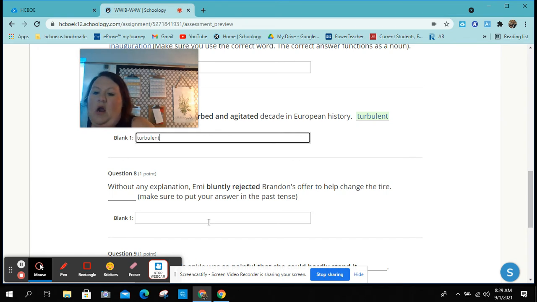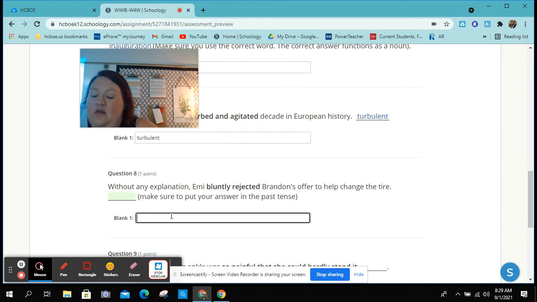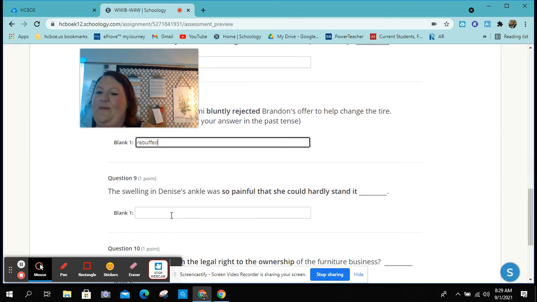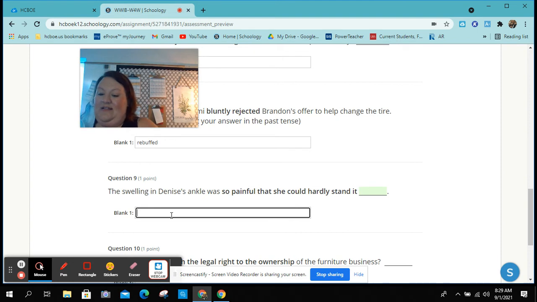All right. Now, this says make sure you put your answer in the past tense. Good. I'm so proud of you. All right. The swelling in Denise's ankle was so painful that she could hardly stand it. So painful that she could hardly stand it. Excruciating. I'm not even going to attempt to spell that without looking. I do know that it is excruciating.